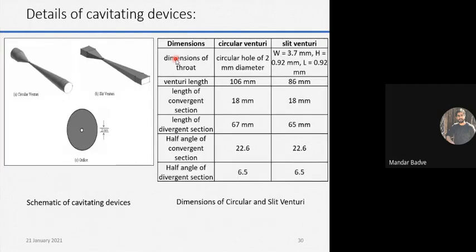We studied different geometries of this cavitating device. The first is a simple circular geometry, where you have a converging and diverging section of circular cross section. Here also you have a converging and diverging section, but with a rectangular cross section, right? The only difference between the circular and slit is that both are venturis, one having a circular cross section area and one having a rectangular cross section area. The lengths and the converging and diverging angles are different; they were optimized based on the CFD study. If I get time, I'll explain that afterwards.